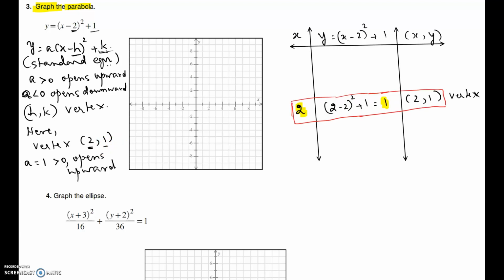So in the table, we will have x, y equal to x minus 2 the whole square plus 1. We are going to input x and find out what y is. And then we are going to pair the x and y to make a point. Then we start off with the vertex which we already know. So if you plug in 2 in the place of x, we have 2 minus 2 the whole square plus 1, which will become 1. Now we pair the x and y, which will become 2, 1.